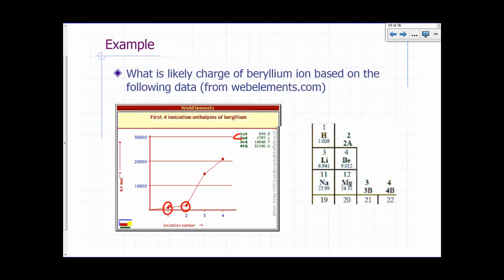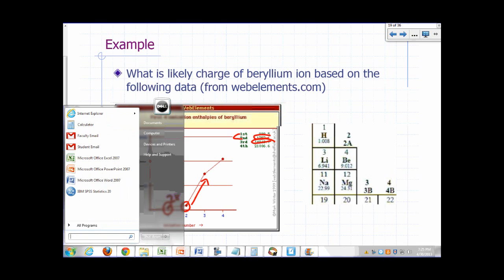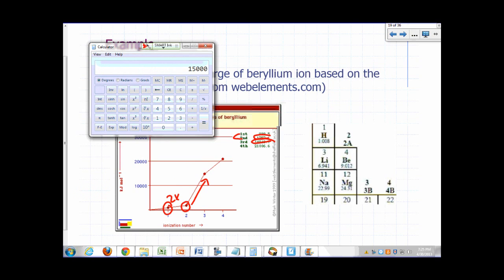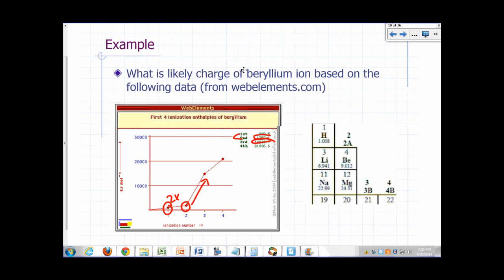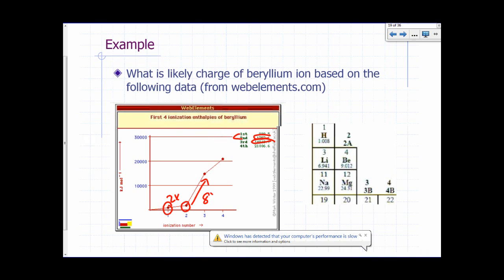But what happens between the second and the third ionization energy? Here you just doubled the ionization energy between the first and the second. But after you've taken out the second one, look what happens. From about 1800 to 15,000. So 1800 to 15,000, what would that be? Let me see. 15,000 divided by 1800, that's a factor of 8. It becomes 8 times harder to remove the third electron.